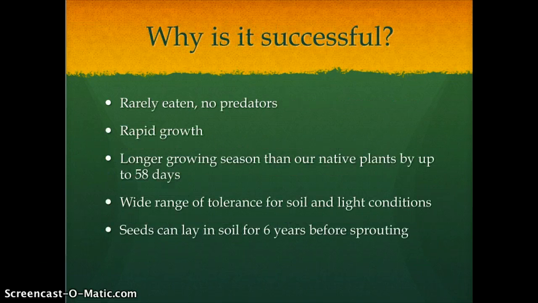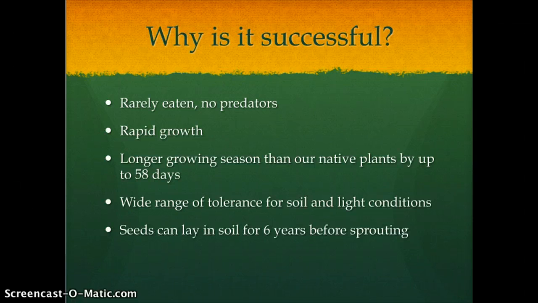First, it is rarely eaten, as previously noted, because it has no predators in America. Second, it already had a faster growth period than our native species. Also, it has a longer growing season than our native plants by up to 58 days, which means it can grow larger and accumulate more energy, water, and other things. Also, it has a wide range of tolerance for soil and light conditions, meaning it can thrive and become a problem in a multitude of areas, not just one setting.